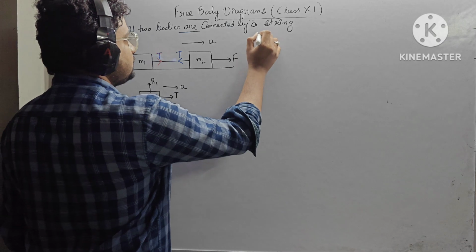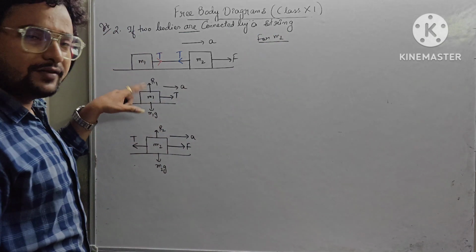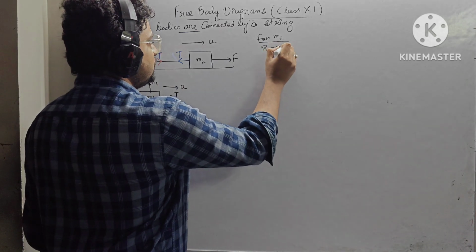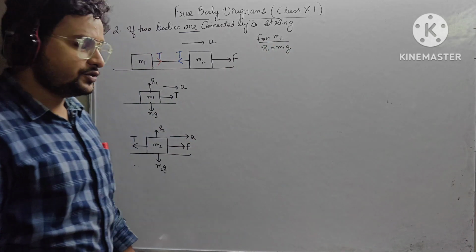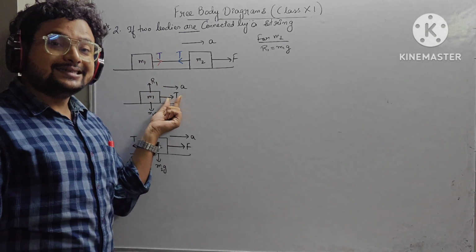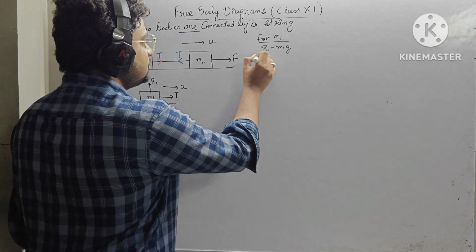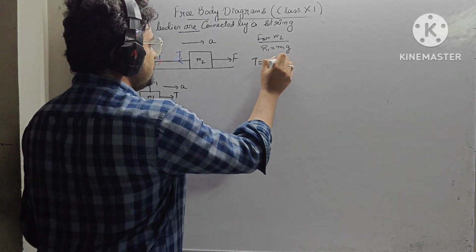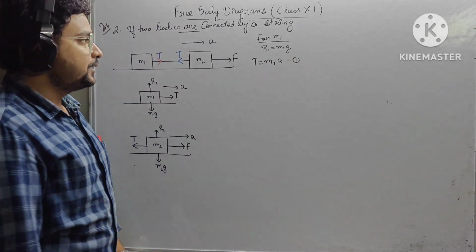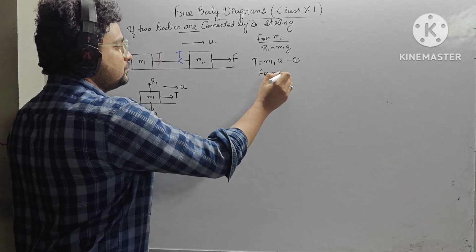For M1. Okay. So number one, vertical forces will be balanced. So R1 will be equals to M1G. These are the vertical forces. In the horizontal direction, you see there is only one force, that is T. So T will be equals to mass into acceleration. So T will be equals to M1 into A. This is your equation 1.